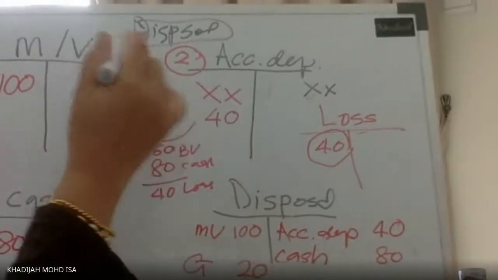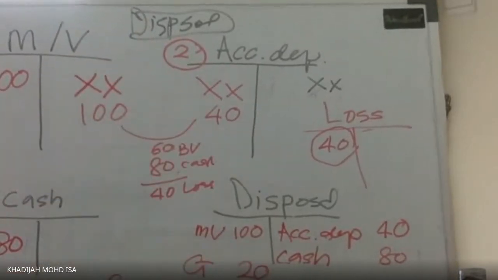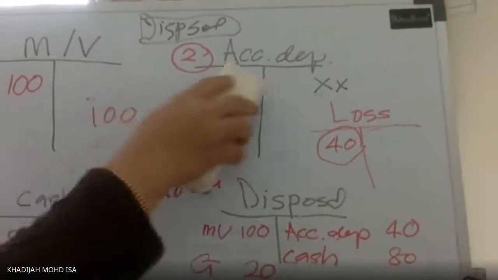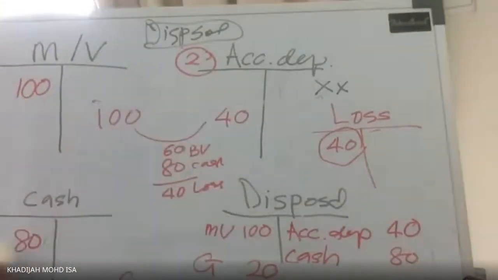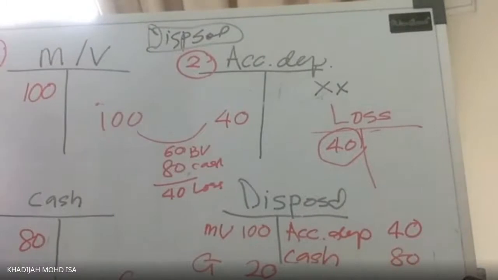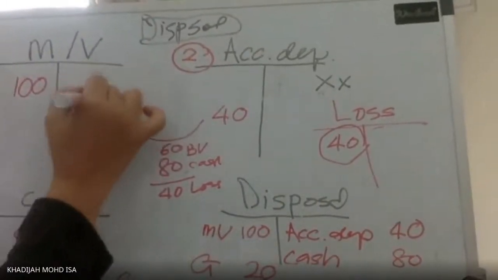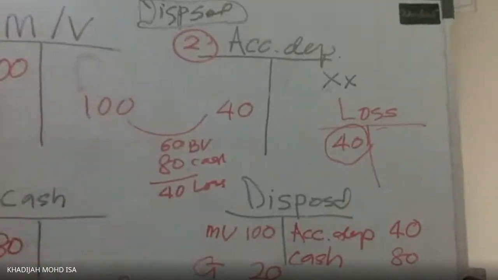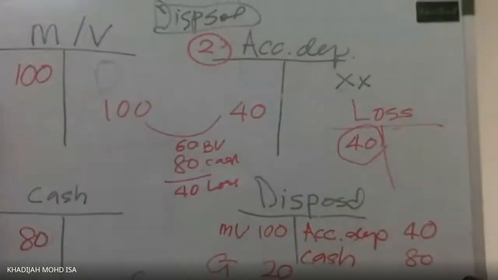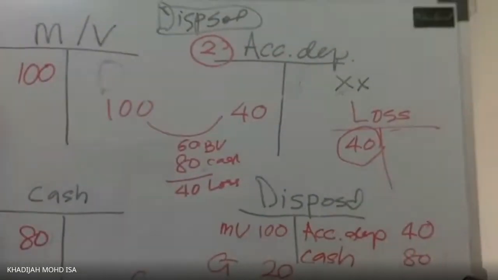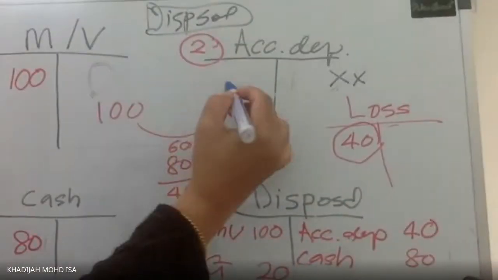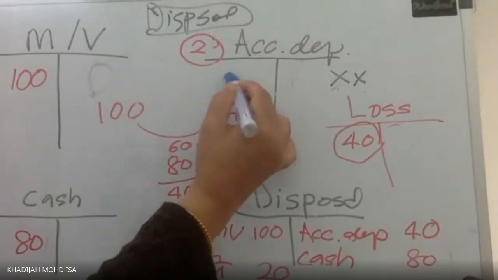So all this you can write as means that it goes into your disposal account. The 100 goes into your disposal account. The 40 accumulated depreciation goes into your disposal account. This one goes into disposal accounts. This one goes into disposal accounts.